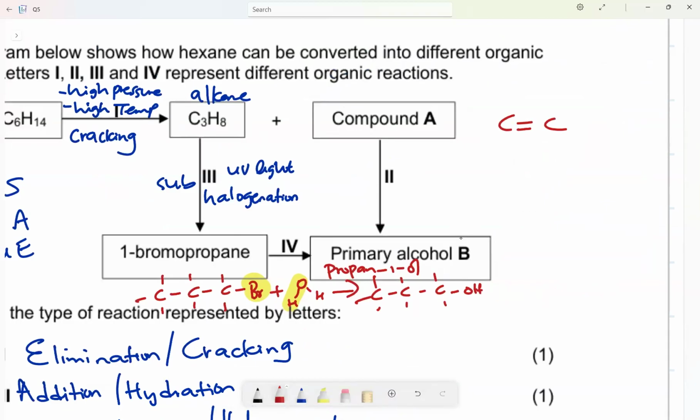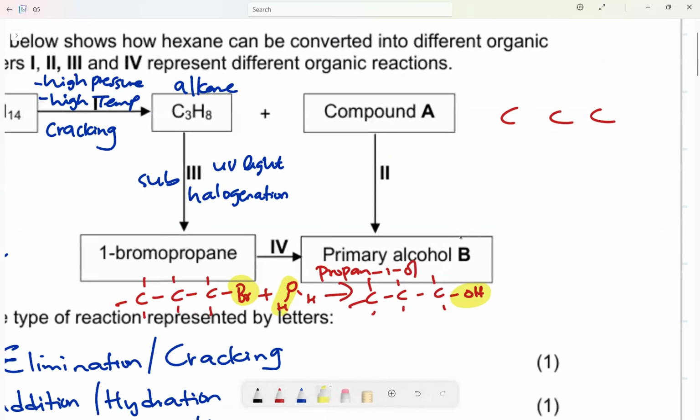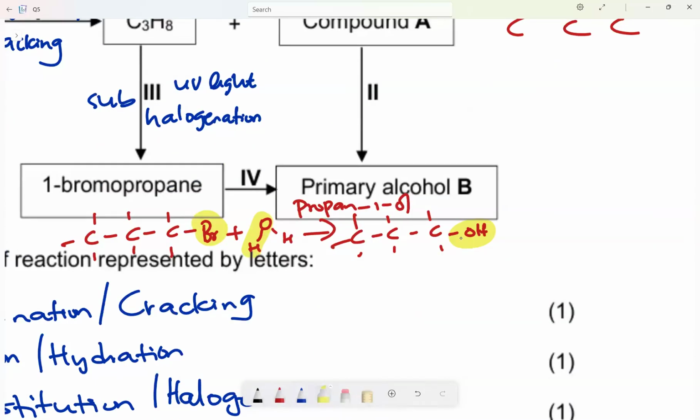Double bond, how many? 3. Okay, we have 3, but you do not know where the double bond is, right? We check where they added water. They added water to this one, so it means they added water, OH and H.